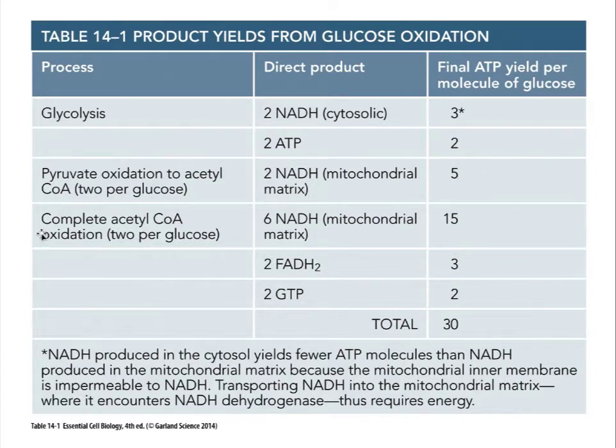The citric acid cycle generates 6 NADHs and 2 FADH2s and 2 GTPs, which eventually form 2 ATPs. So here we have a direct association. These GTPs are again substrate level phosphorylation, so they make ATP directly. There's a direct relationship with a small loss of energy, but they still make 2 ATP molecules.